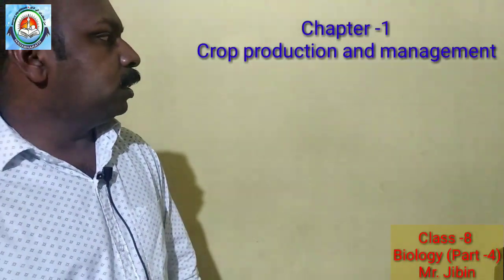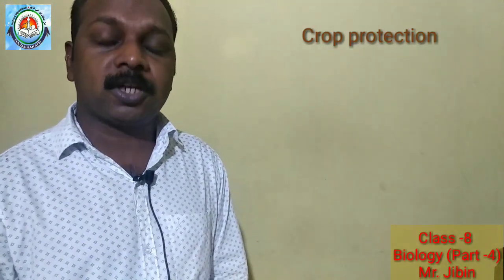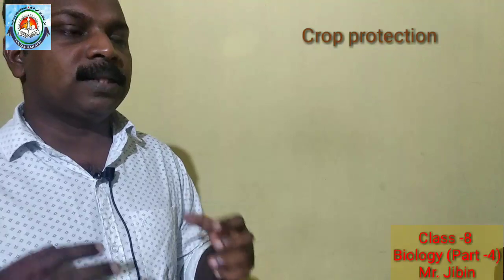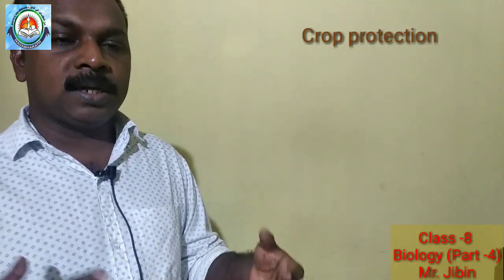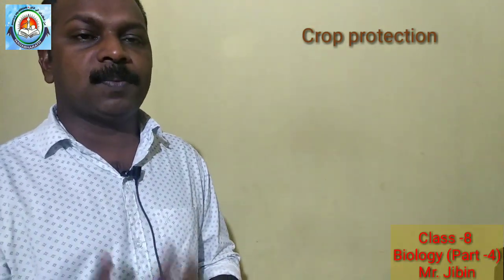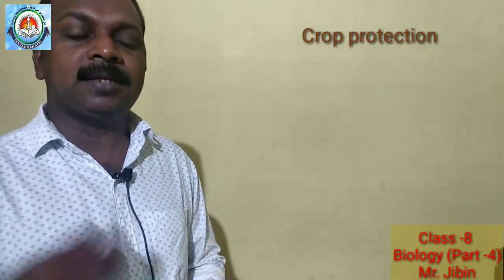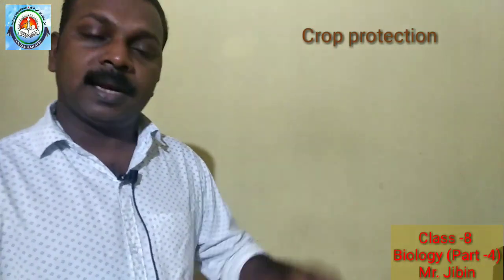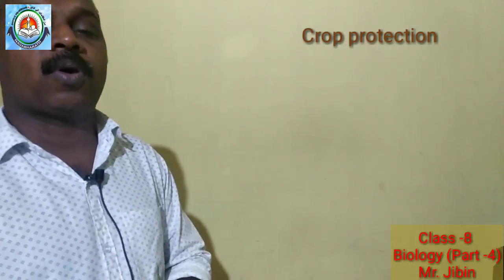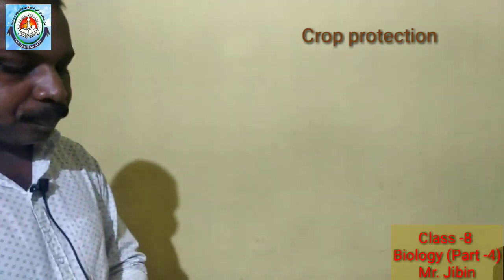So here we are going to discuss protection of crops, crop protection. How can they protect the crops? First, the soil was prepared, the field was prepared, then the seeds were selected and sown, then water and manure were added, and irrigation was also done. Next is how can we protect these crops in the field? Okay, let us see.